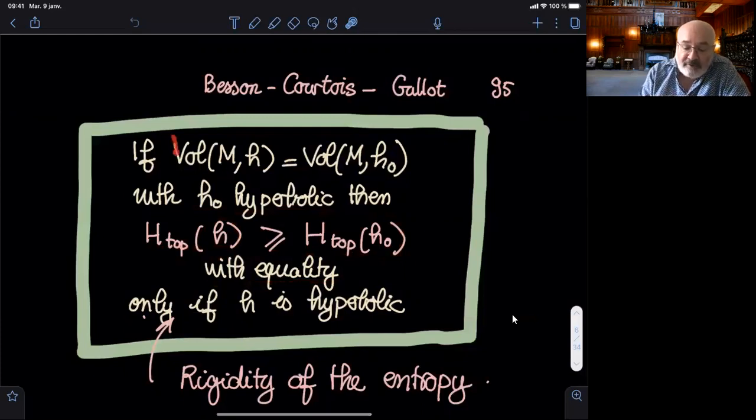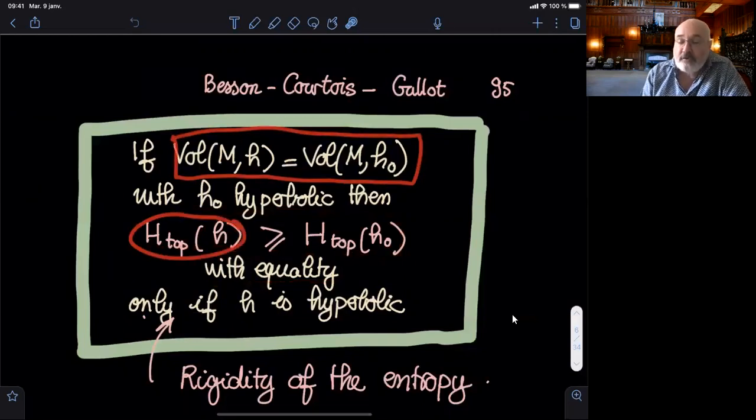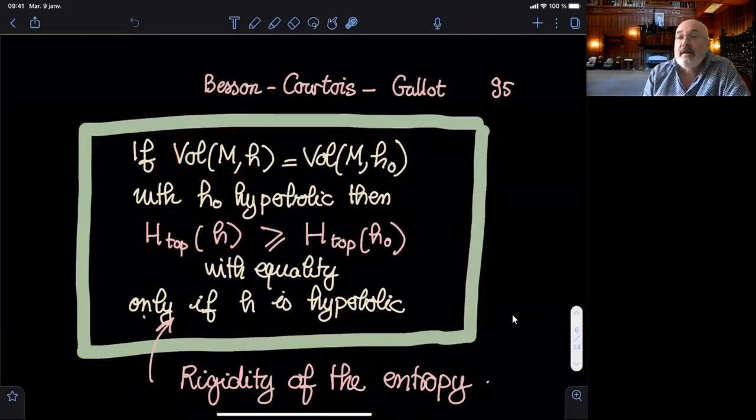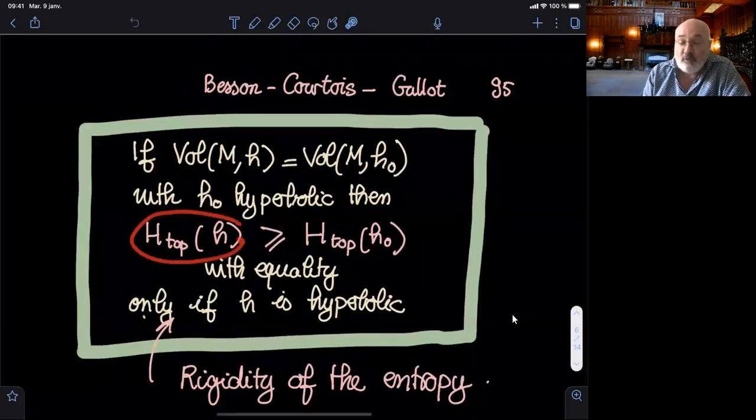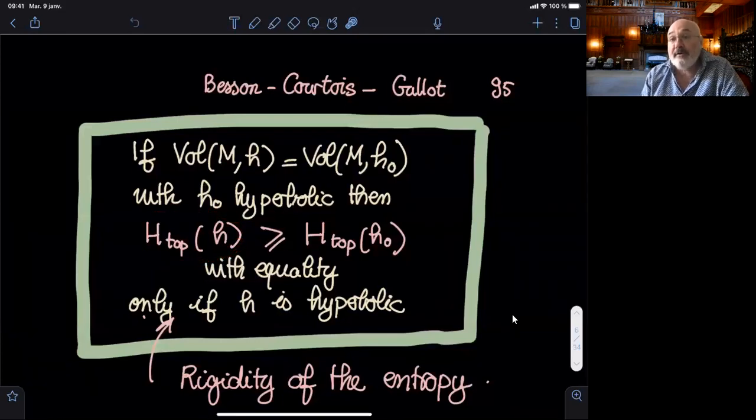So you need to have some hypothesis like that, because the entropy, as you can check, if you use the metric system, is in 1/meter. So you have to have some normalization for this quantity.